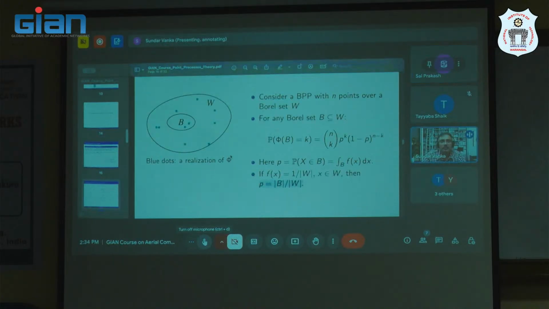Yes. So it depends on what space this is in. If this is in three-dimensional space, then this mod W will become volume. Yes, depending on the dimension in which this process is there. So, for example, let us say you are trying to deploy UAVs within a region which is between 100 meters and 200 meters in height.